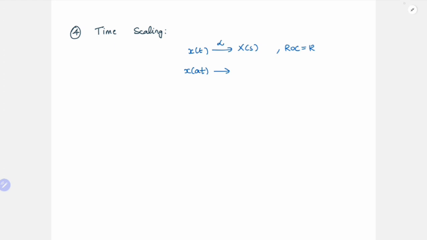In the Fourier transform we had 1 by mod a x of j omega by a, right? So here also we have the same: 1 by mod a x of s by a. But what will be my ROC? Initially s had R. Now s by a should be equal to R. So s will be equal to aR. So my region of convergence will be aR.